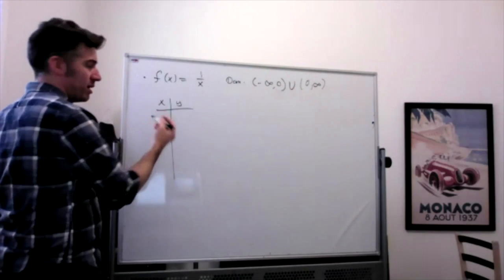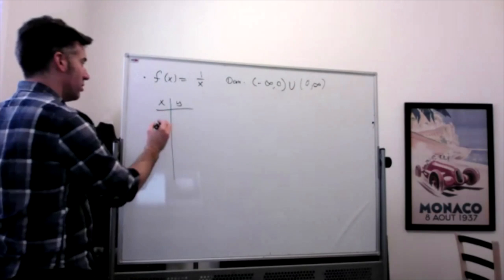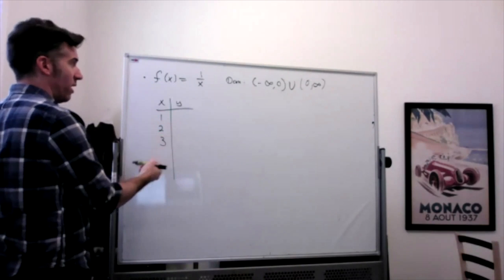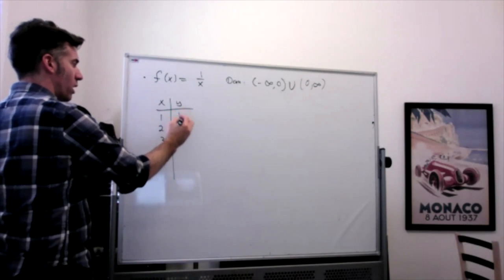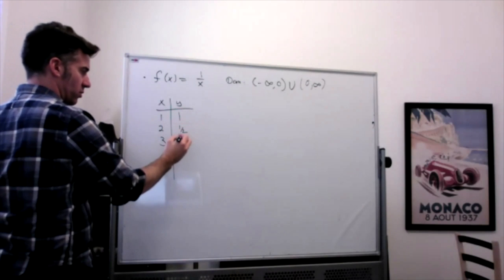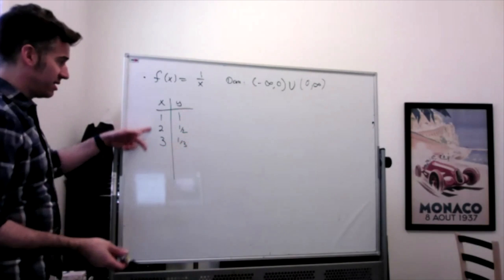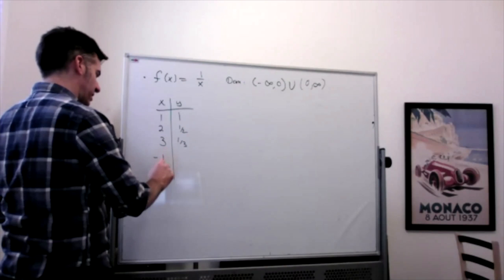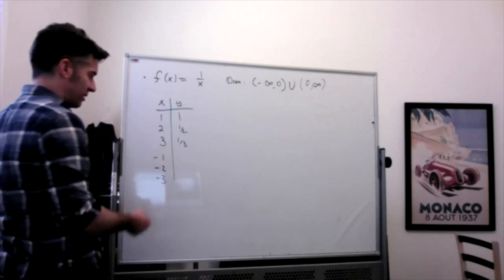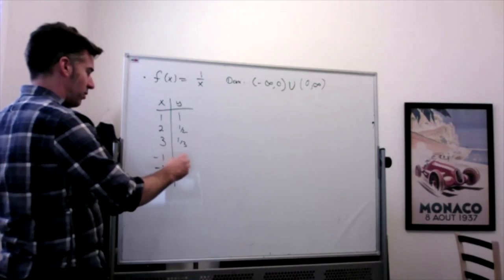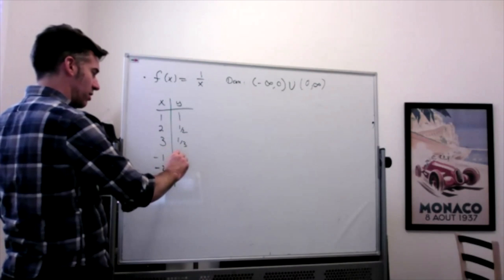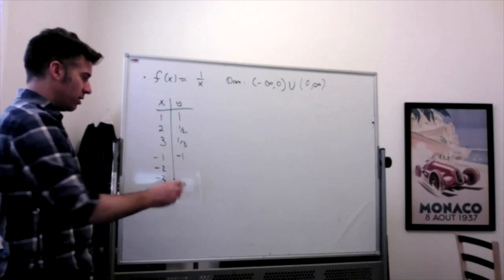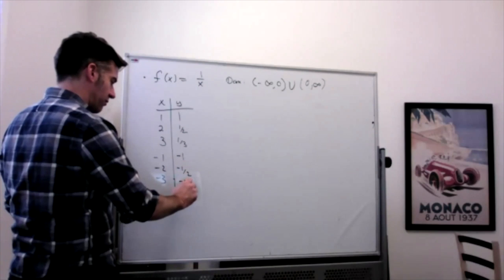So we could plug in some values for x like 1 or 2 or 3, and the y values are going to be 1 over 1, 1 over 2, 1 over 3. So as x gets larger, y gets smaller. And the same thing if x is negative. If x is negative 1, negative 2, negative 3, the y values are correspondingly negatively smaller. Negative 1, negative 1/2, negative 1/3.